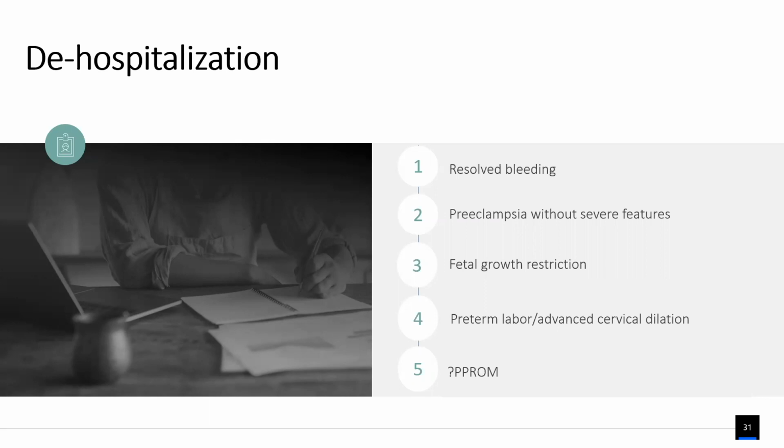Whether that's resolved bleeding, like the example we just gave, somebody with preeclampsia without severe features, how long does that patient stay in the hospital for? How long do you watch them for? Would you feel more comfortable watching them if you knew fetal growth restriction, even preterm labor, and maybe even PPROM, where again, not the standard of care, and definitely not in the United States, but there are definitely many centers in Europe that discharge patients that are stable with ruptured membranes for outpatient management.